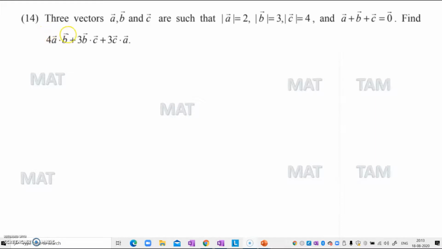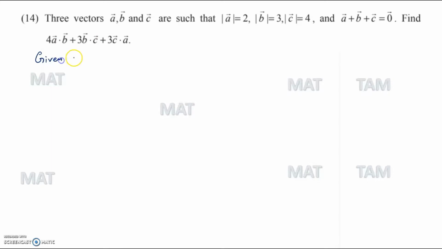Question number 14, which is the last question in this exercise. Three vectors A, B and C are such that magnitude of A is equal to 2 and magnitude of B is 3 and magnitude of C is 4. And A vector plus B vector plus C vector is equal to 0. Find the value of this. So we are given here magnitude of A is equal to 2 and B is equal to 3 and the magnitude of C is equal to 4. And we are also given vector A plus vector B plus vector C is equal to 0.